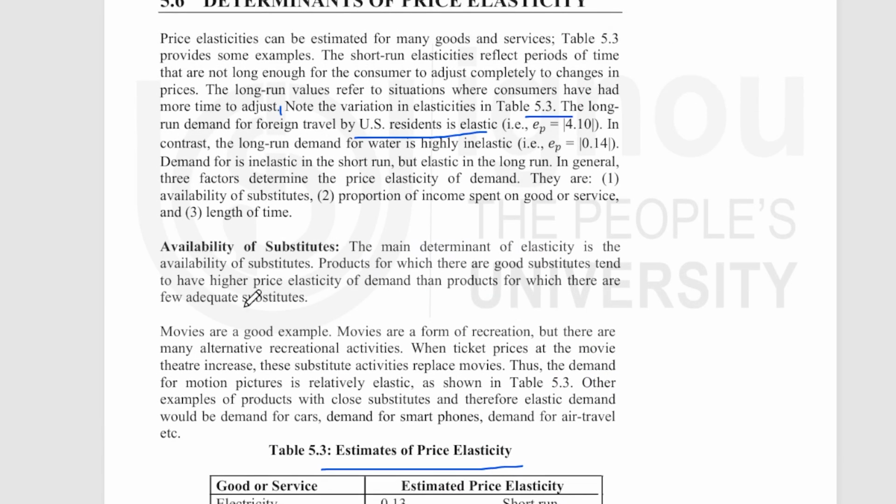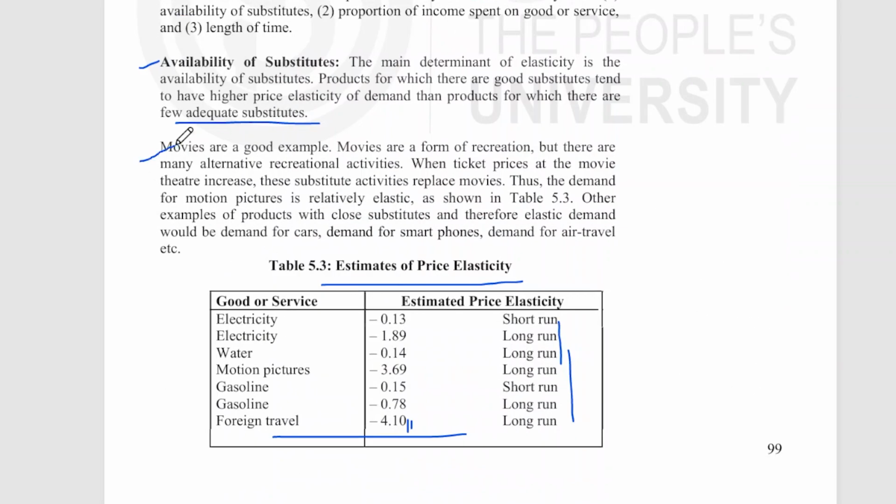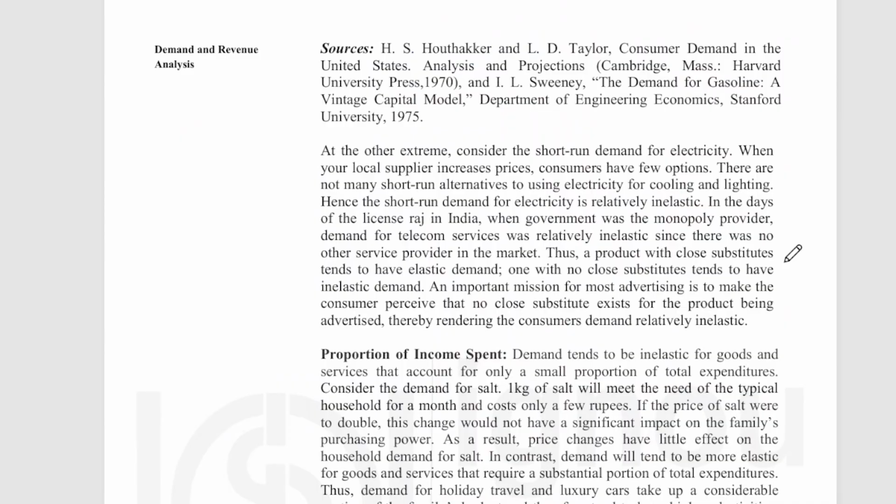Okay, availability of substitutes. The main determinant of elasticity is the availability of substitutes, and products for which there are good substitutes tend to have higher price elasticity of demand than products for which there are few adequate substitutes. Okay, movies are a good example of that. And sources are also here, please refer to this.